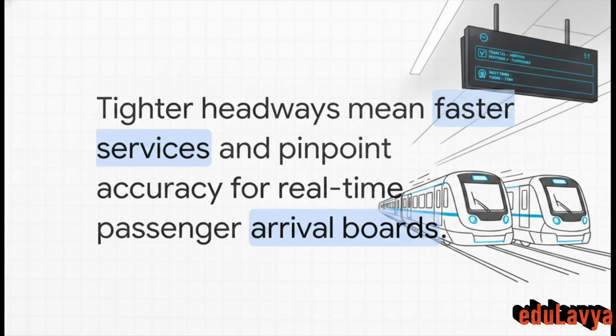Plus, because that location data is just so incredibly high resolution, those real-time passenger arrival boards you see on the platforms achieve pinpoint accuracy. Ultimately, you get a smoother, more consistent ride, and rail operators maximize their capacity without pouring a single ounce of new concrete. How cool is that?